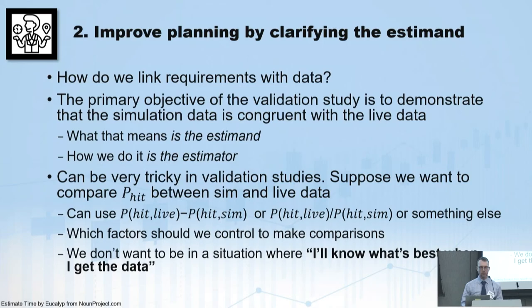Recommendation number 2 is we can improve planning by, I call this, clarifying the estimand. Oftentimes there is a lack of critical thinking about how we connect requirements with data. And the estimand is basically a statistical notion for doing just that. It's often the primary objective of a validation study to demonstrate that sim data is congruent with live data.